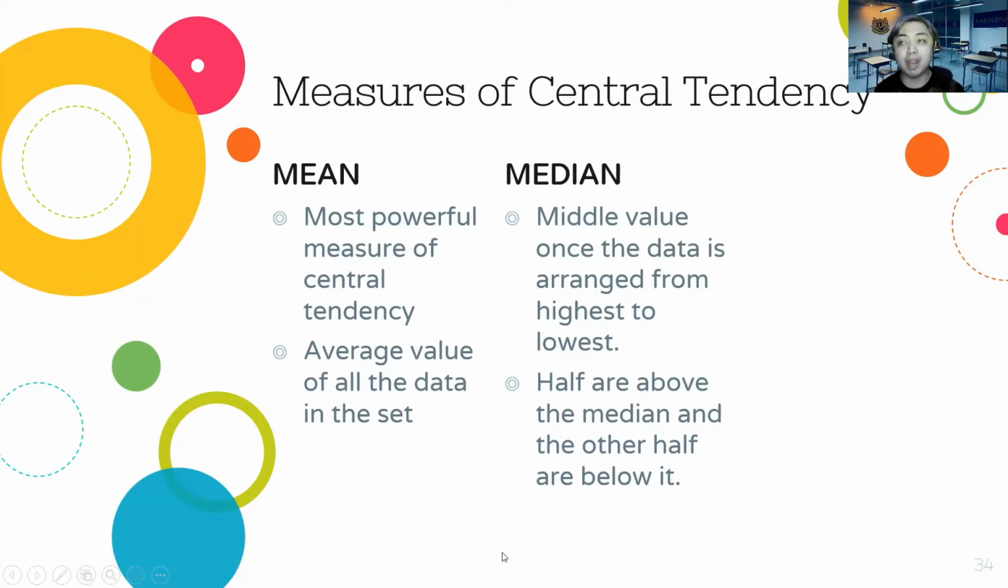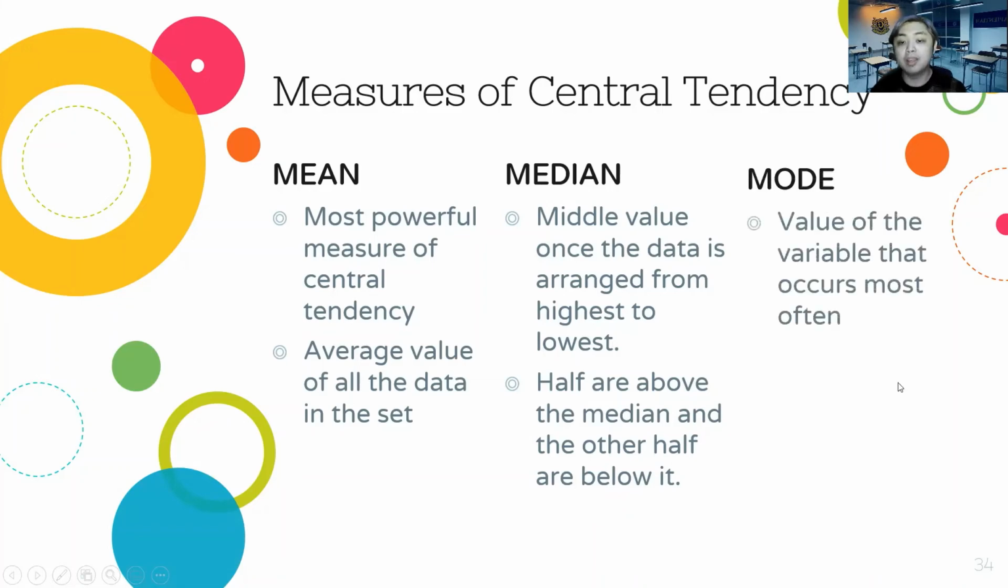Diba? For example, halos lahat ng score ay matataas. So they are leaning on just one side of the scale, of the range. And then kapag ginamit mo yung average, it will not have much meaning kasi magkakalapit na yung score nila at halos lahat nasa taas. So it's better to use the median.